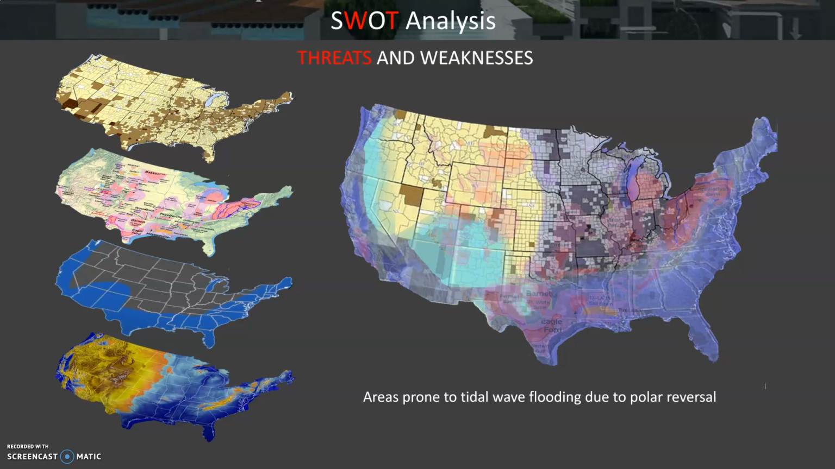The last fundamental map is also a threat because it's not there yet, but it could happen anytime. In fact, the magnetic field of the Earth has been weakening at an alarming rate. It suggests that the polar reversal is overdue. And if it does happen, there will be tidal wave flooding that can impact a large part of the eastern United States. You can see it's indicated by the purple zone right here.